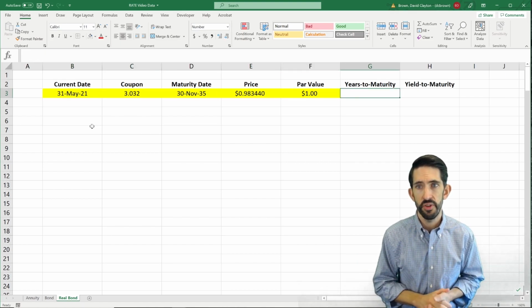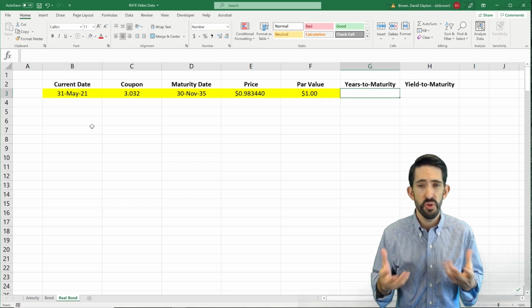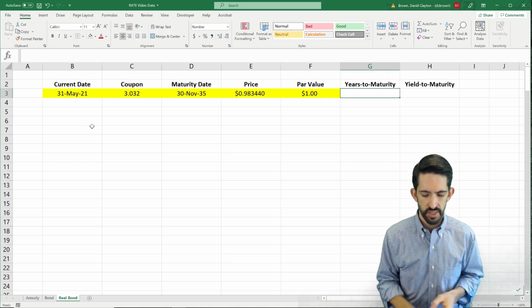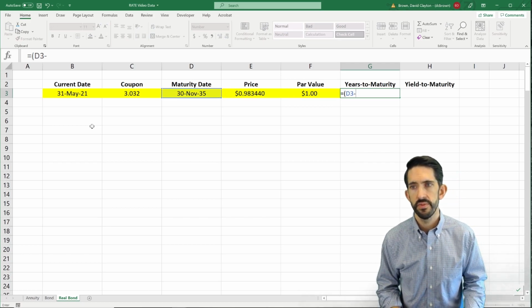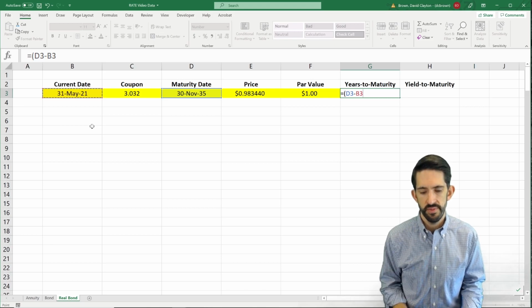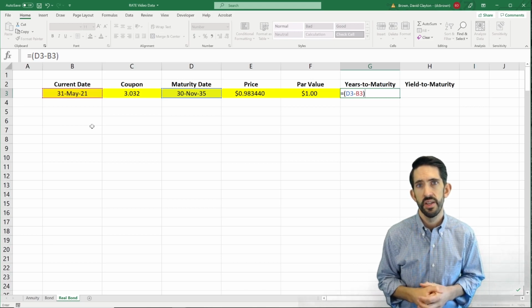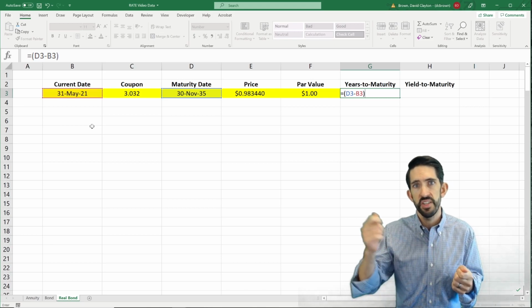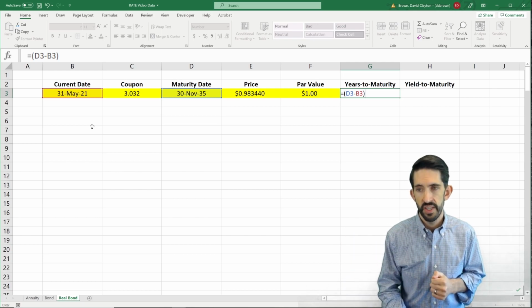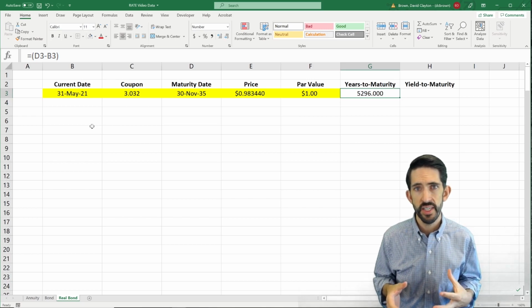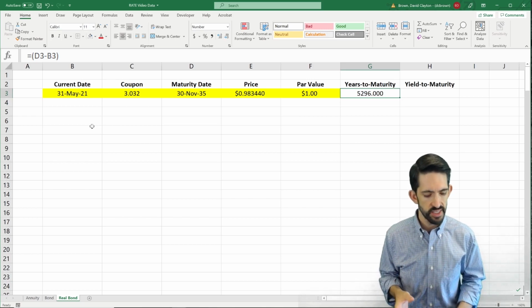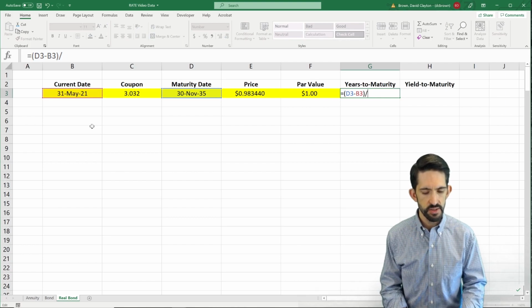So the first thing we have to do is adjust for the fact that we don't know how many payments we're dealing with. So one way we can do that is we can take our maturity date minus our current date. So we can figure out how many days we have from now until that final cash flow we get. So if we do that, we see a big number, 5,296. That's expressed as days. So we want to translate that to years.